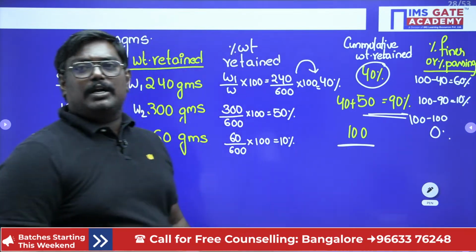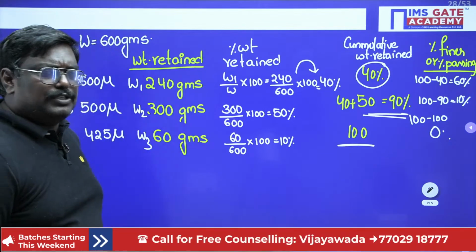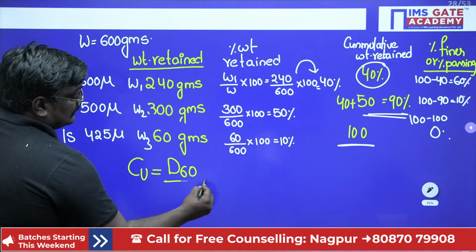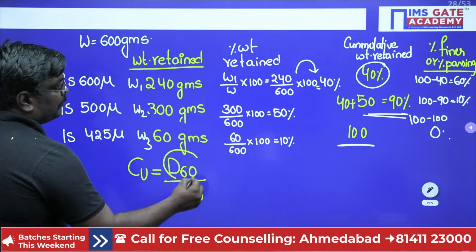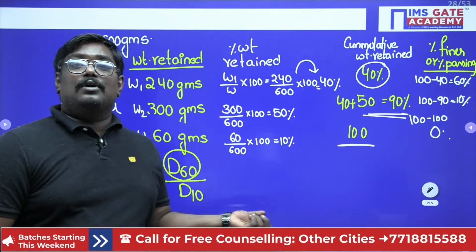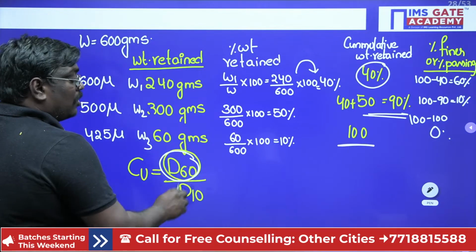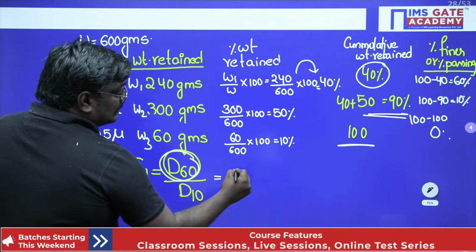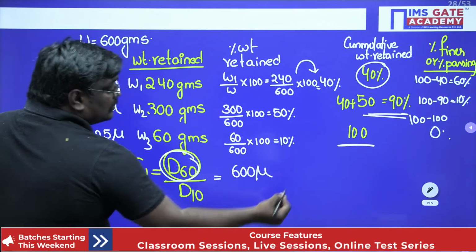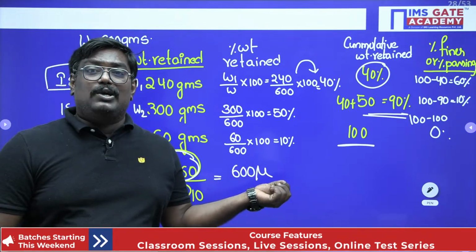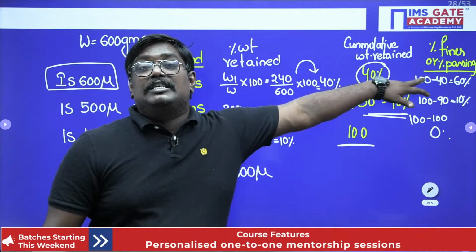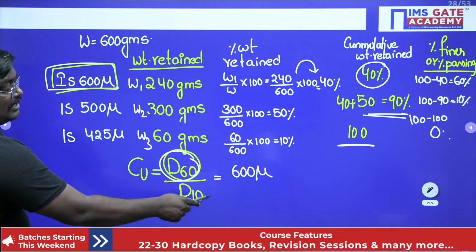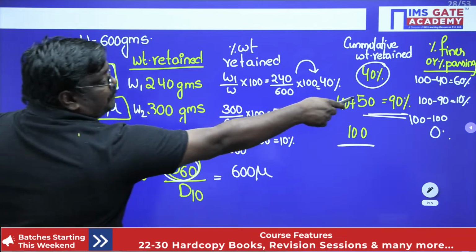So, my dear students, what is the coefficient of uniformity? The coefficient of uniformity is defined as the ratio of D60 upon D10. What does D60 represent? It is the size of the sieve where 60% is passing. So here, 60% passing you can directly take as 600 micron. Are you following? What is D60? It is the size of the sieve where 60% is passing. So 60% passing is observed in which sieve? The IS 600 micron sieve. And where do you observe D10? In the IS 500 micron sieve, there is a passing of 10%.